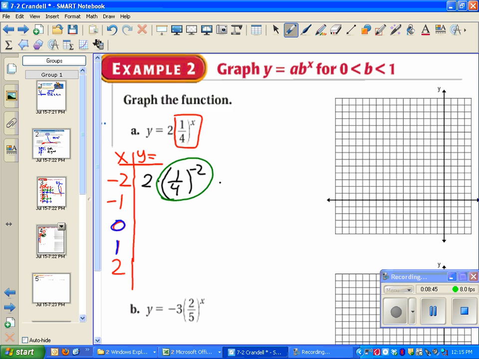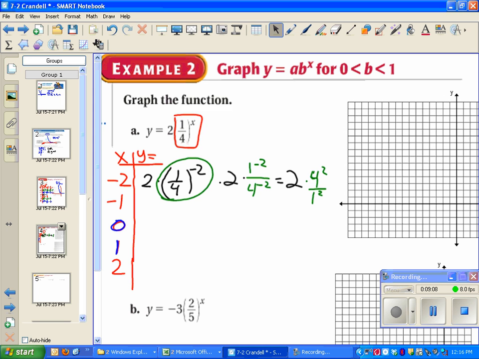Order of operations, we're going to do the exponent first and then multiply by 2. So we have 2 times 1 to the -2, distribute that exponent, 4 to the -2. They're both unhappy, upstairs and downstairs, so we're going to switch them. And so we have 2 times 4 squared over 1 squared. So 2 times 4 squared is 16. So we get 2 times 16, which is 32.